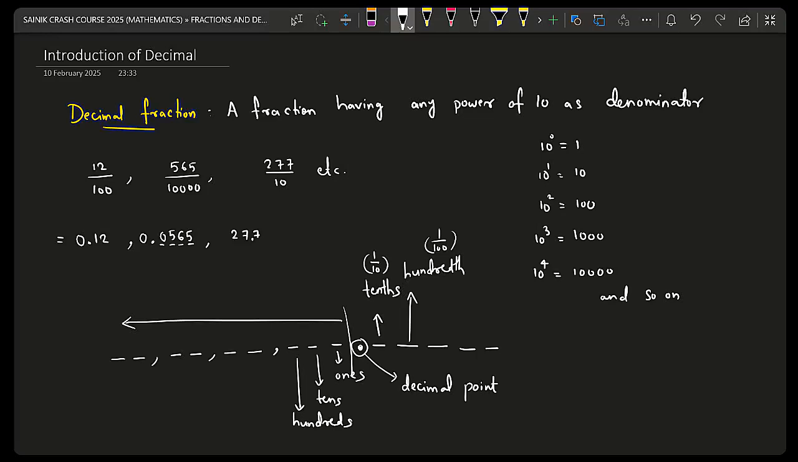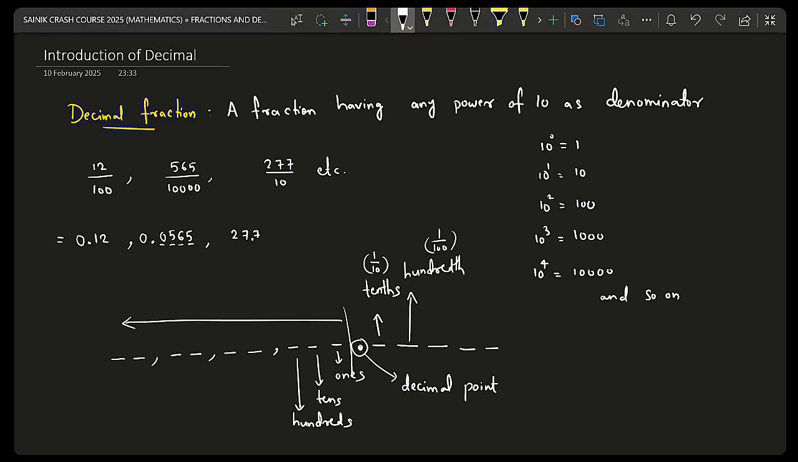If any of these numbers is the denominator of a fraction, like 12 by 100, what is the denominator? 100. And 565 by 10,000, what is the denominator? 10,000. So these have denominators that are powers of 10, so these fractions can be called decimal fractions. Every decimal fraction you can easily convert into a decimal.